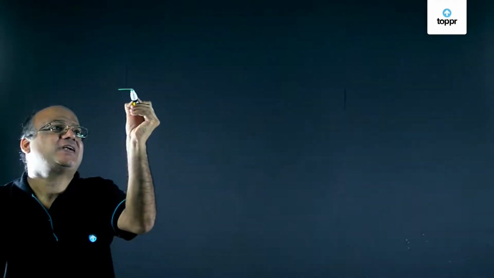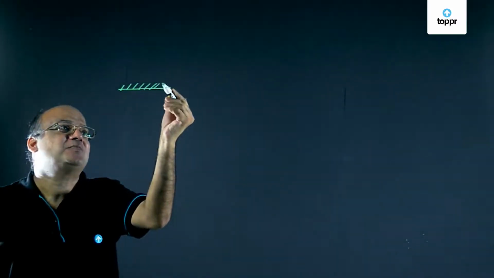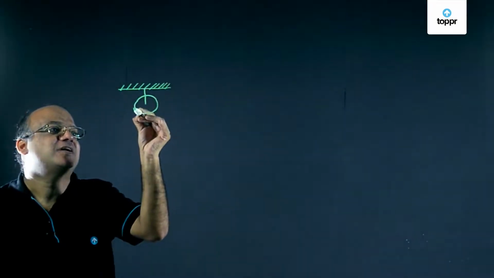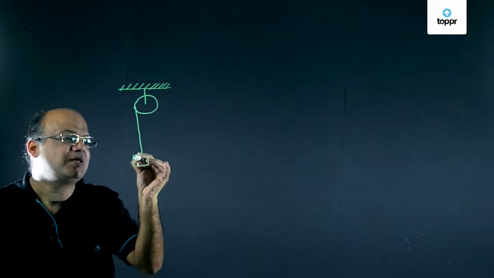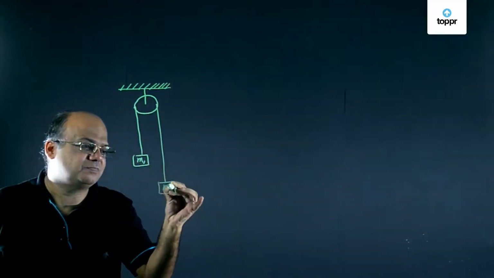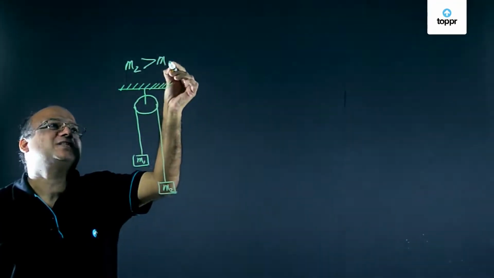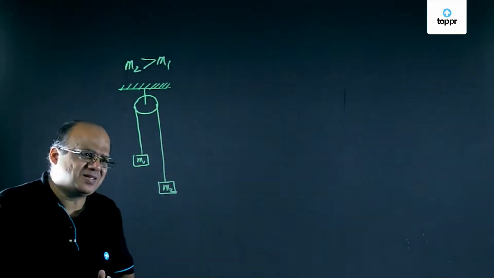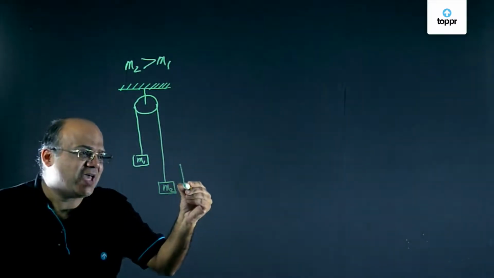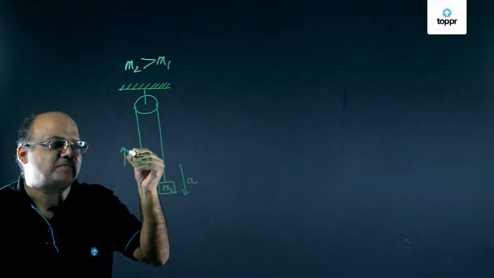Let us first look at this simple Atwood machine. The Atwood machine is really simple. Here we have got a pulley, here we have got M1 and here we have got M2. Say M2 is more than M1. It makes no difference, we can take anything that's more massive. If M2 is more than M1, obviously M2 will accelerate down and M1 will accelerate up.